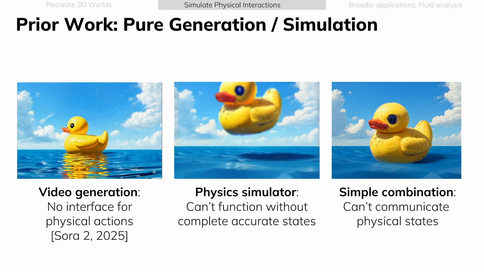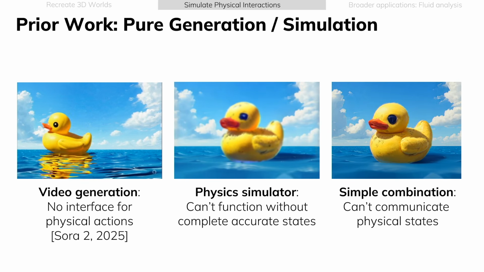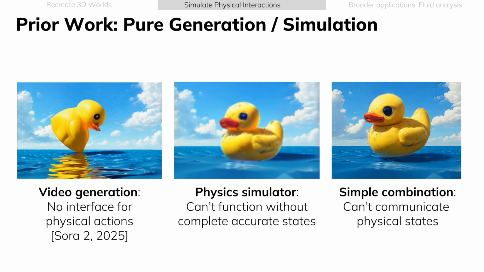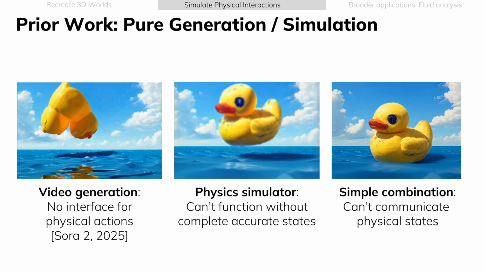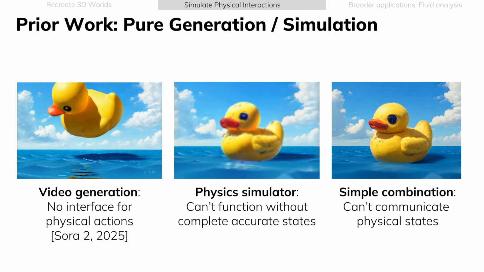So if we simply run a physics simulator and then apply a video-to-video translation model, then the result still lacks physical coherence because the two components only communicate through pixels. But the physical states that actually drive the underlying dynamics are lost. So the question is, how do we integrate them properly?